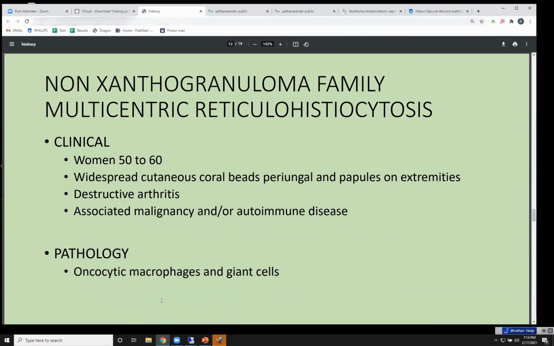The second one of this non-xanthogranuloma family is multicentric reticulohistiocytosis. This is women 50 to 60. You often have these coral beads in a periungual location with papules on the extremities. There's a destructive arthritis, and it's associated with malignancy and or autoimmune disease. It looks just like a cutaneous reticular histiocytoma, just the clinical presentation is unique. So you have oncocytes, macrophages with that oncocytic ground glass cytoplasm, and giant cells.